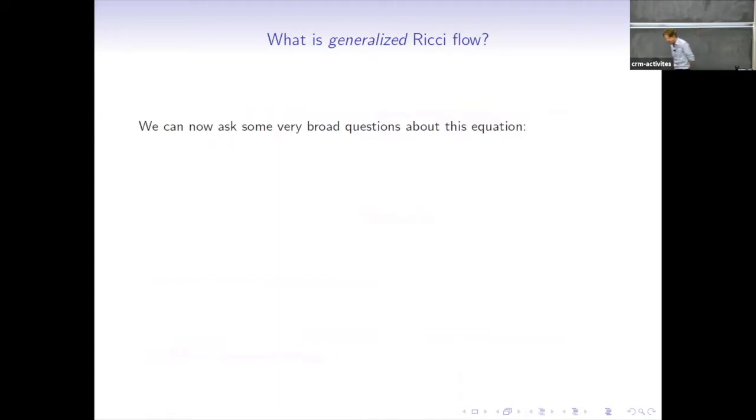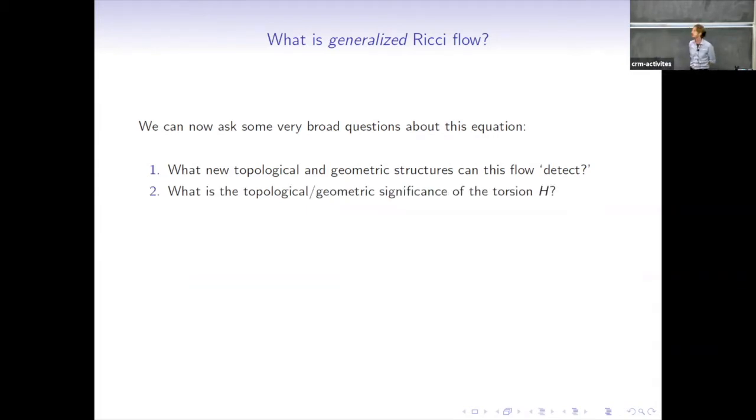So again, just to set the stage, I'll ask some very broad questions. What new topology or geometry might we expect this flow to detect? And what topological or geometric significance can we assign to the torsion H? Right now it might feel sort of tacked on. And moreover, what is the relationship of this flow to complex geometry? Because of course the interaction between Ricci flow and Kähler Ricci flow is incredibly rich.